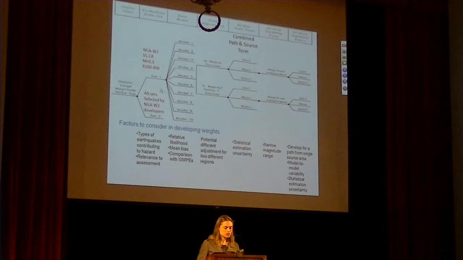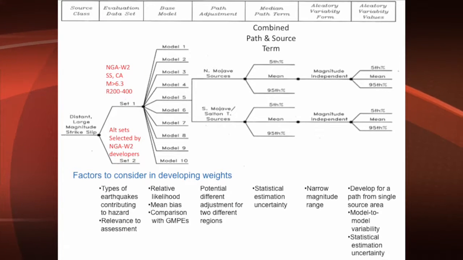And then on this other branch here, we have alternative data sets that will be selected by the NGA West 2 developers. I just wanted to point out, we don't have the Salmon maps for this one yet, so you're going to see Salmon maps for Diablo Canyon tomorrow. She's going to then focus on the rest of this model. Thanks.